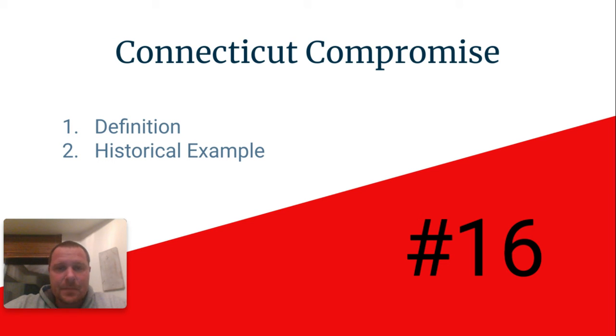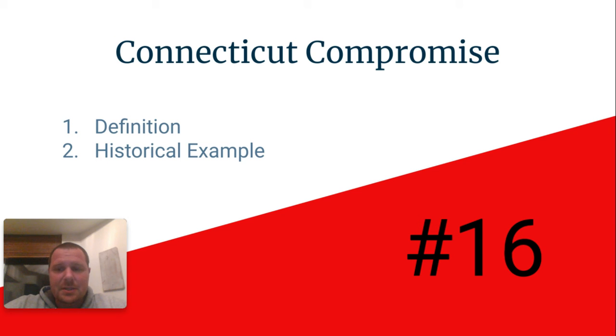should have. The large states, led by Virginia, hence the name the Virginia Plan, believed that representation in Congress should be based on a state's total population. So in other words, a state with a large number of people would get more representatives than a state with a small population. Of course, the small states were not in favor of such a plan.